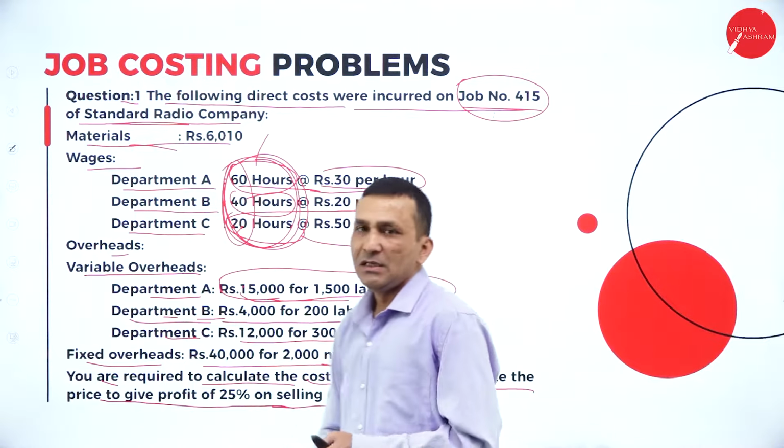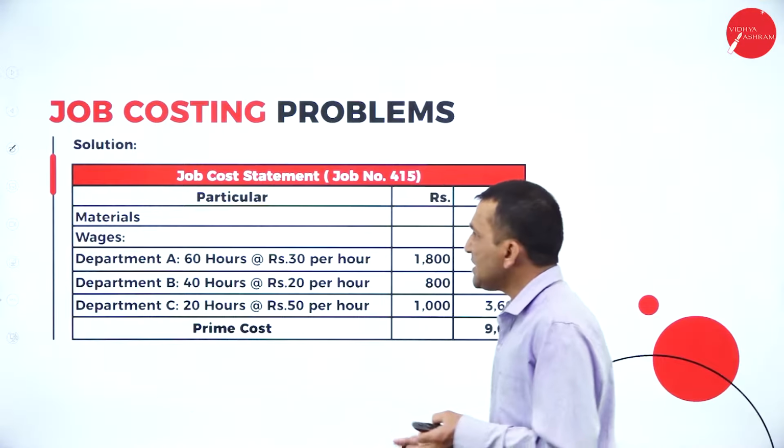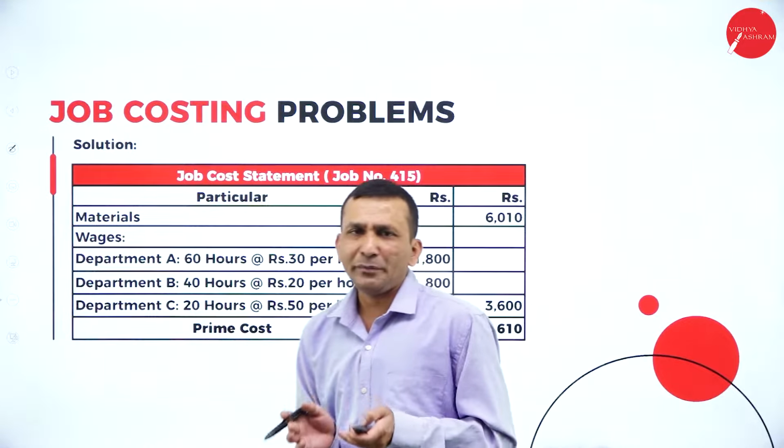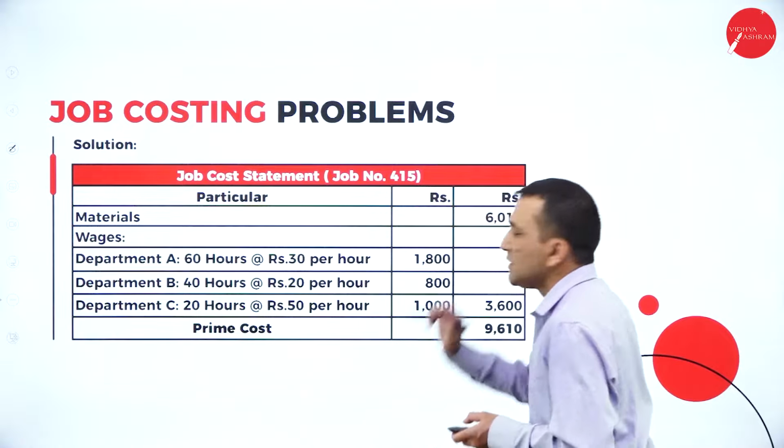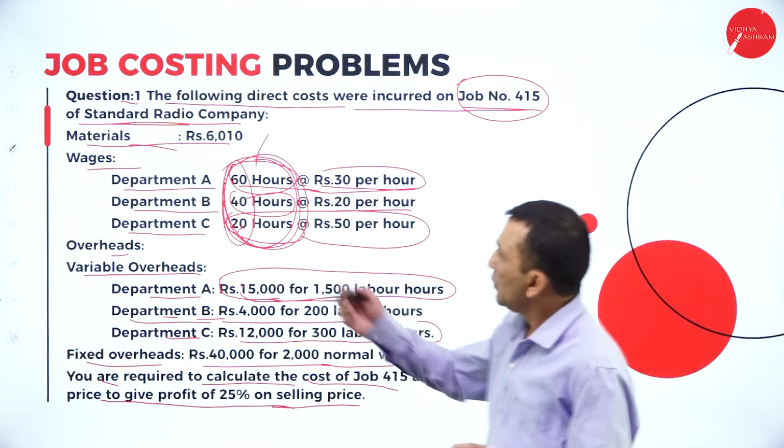Okay, the selling price. So moving to the solution. Whatever the information is given, the first one, materials, we will take directly: material 6,010. Okay, moving to next, wages.